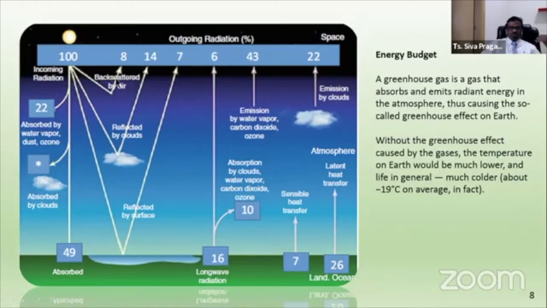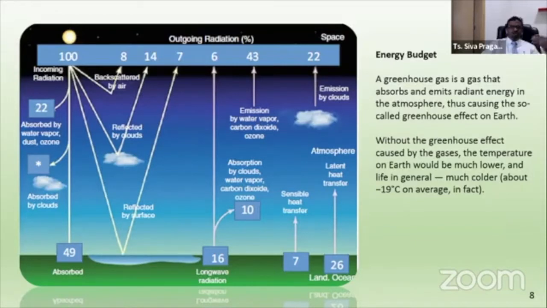Some of it is again outgoing radiation. When we talk about outgoing radiation, you have 8% that is scattered by the air, about 14% reflected by the clouds, and 7% reflected by lakes and water bodies. There is long wave radiation and different types that is emitted back. That's why our atmosphere is so important.